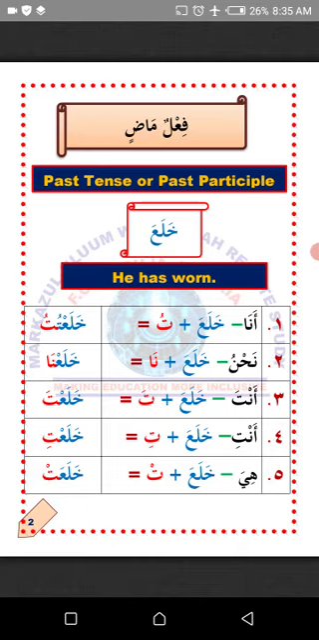Number five. Hiya, she. So how do we change the verb khala'a to suit hiya? All you need to do is to attach ta'un carrying sukun to the last letter. So the verb khala'a will now become khala'at, which means she has taken off. La'alaka fahimt? I hope you understand. MashaAllah.